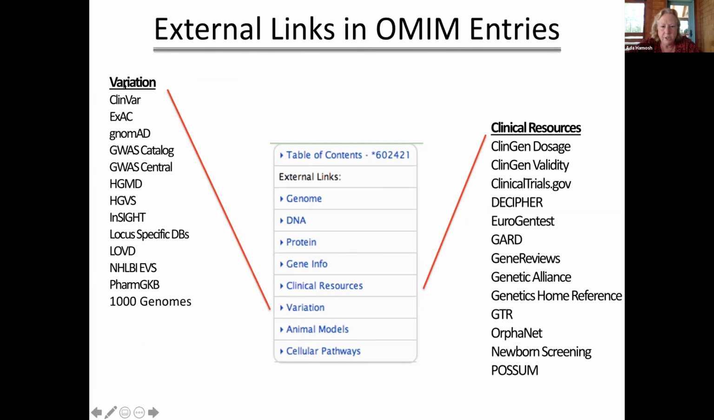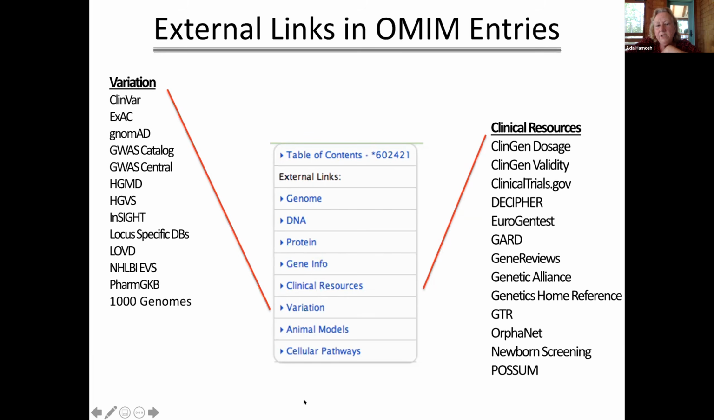The clinical resources include, so this is variation, I'm sorry. So in variation, these are all the things that we have right now. And the locus specific databases will take you to a whole list of them, and you click on the one you want, because sometimes it takes you to a dead link. So we decided it was easier to go to the homepage for that. And then the clinical resources: ClinGen dosage, ClinGen validity, if it exists for that gene, clinicaltrials.gov, et cetera. So all of these take you to that page in the other resource if it exists. If it doesn't exist, the link will not be there.